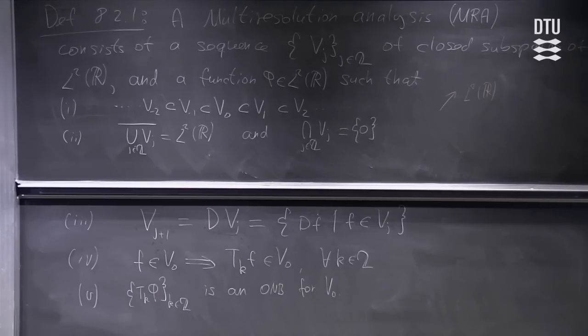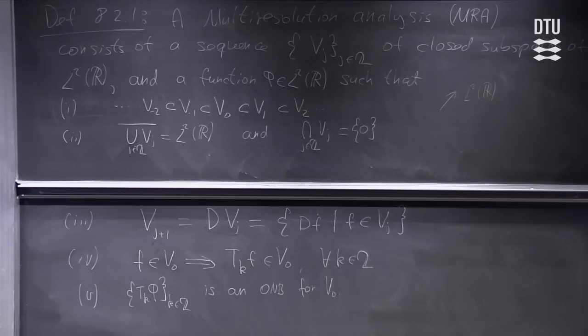So somehow it looked like the phi and the spaces Vj, maybe they're not completely unrelated, but at least you have a freedom of choosing a phi, and you also have a choice of taking some spaces, Vj. But this turns out to be wrong.